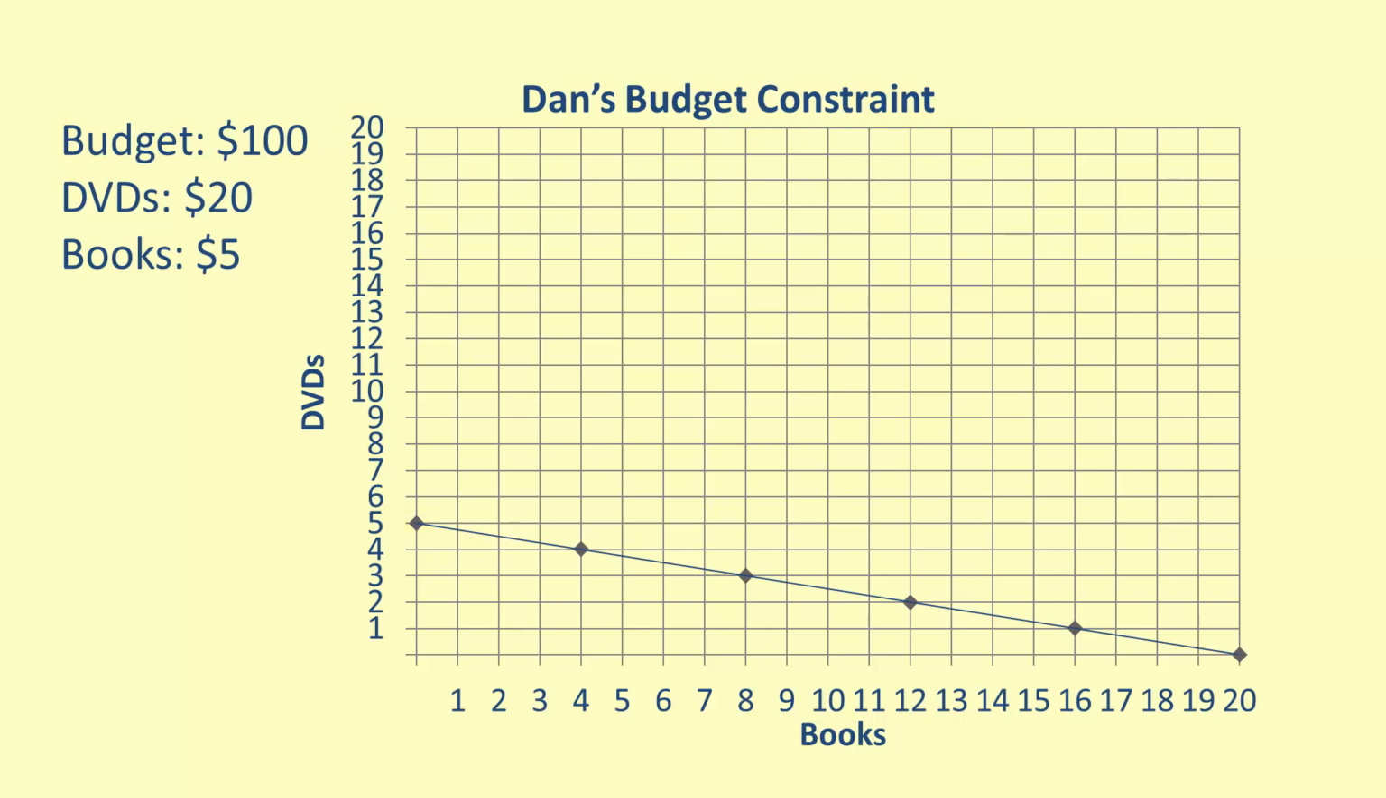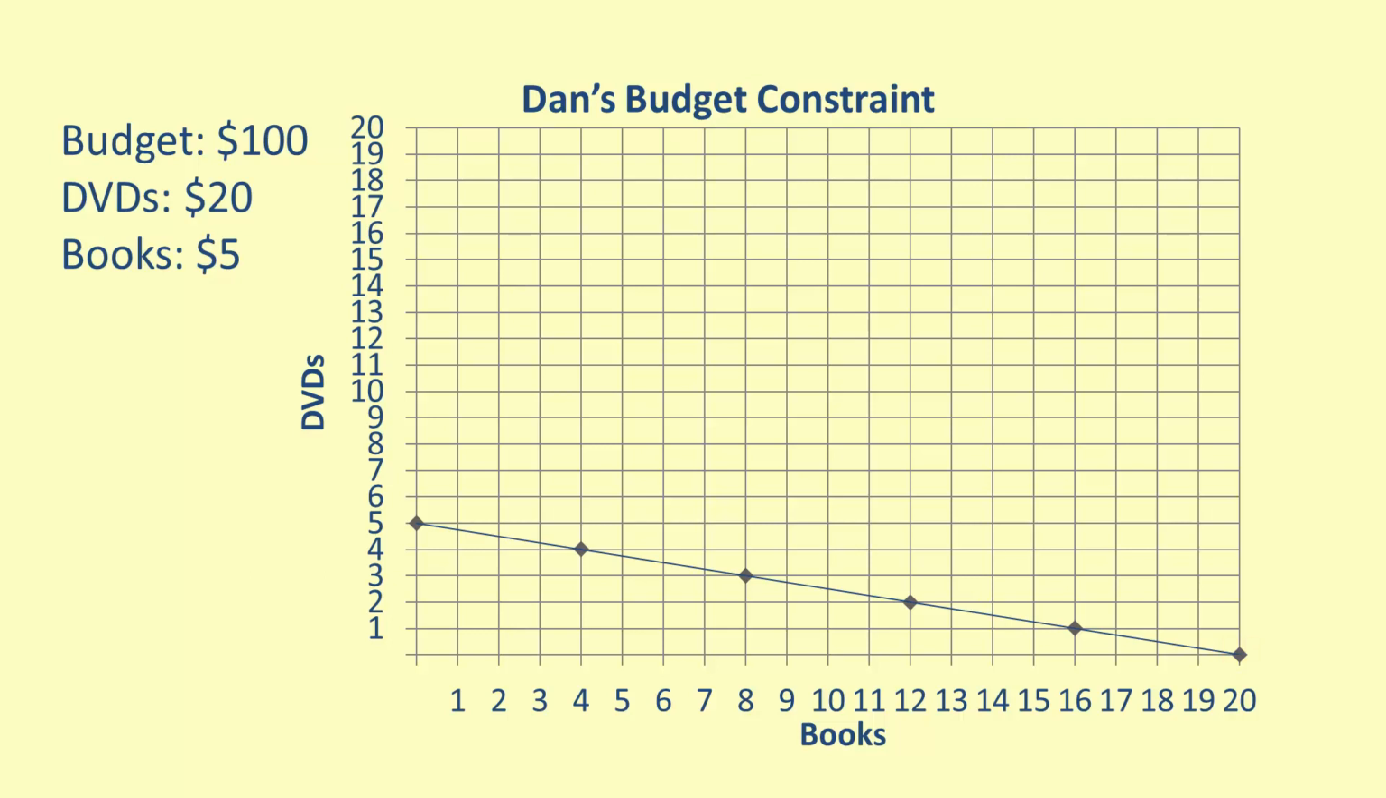As another example, if Dan spends his entire budget on books and buys no DVDs, he can afford 20 books. This is because his budget, $100, divided by the price of a book, $5, is 20. As a result, Dan's budget constraint has a point on the books axis at 20.